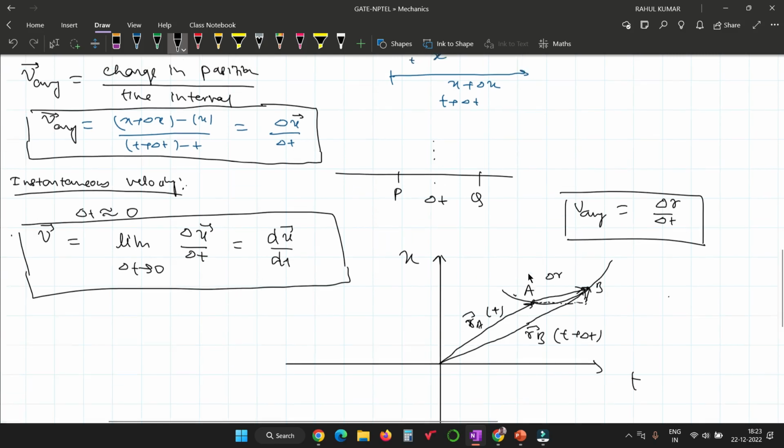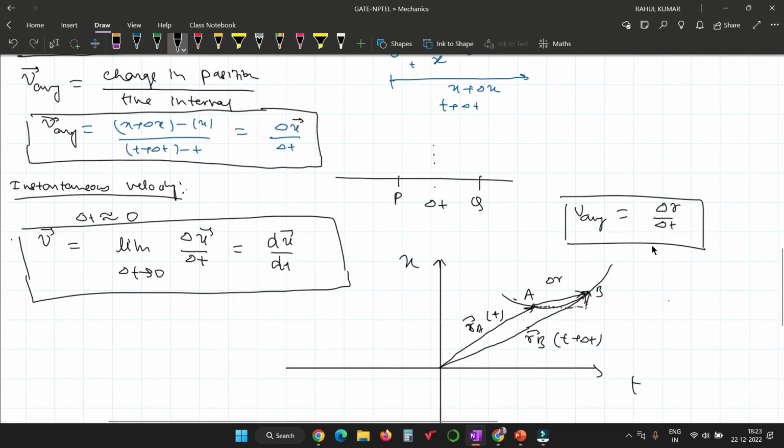Okay, but here the average velocity is what? Here you are subtracting the position between A and B, then dividing by what? Delta t, the time interval. Then it is called the average velocity. So that is the difference between instantaneous velocity and average velocity.